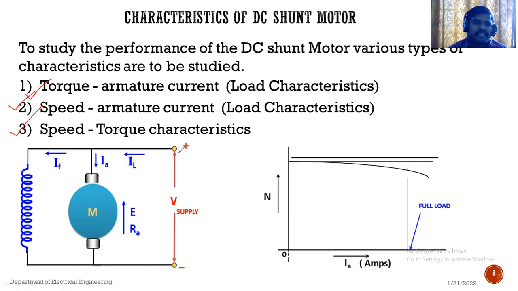The first characteristic is shown here, that is the speed versus armature current characteristics. पहिली characteristic दाखवलेले speed versus armature current characteristics.